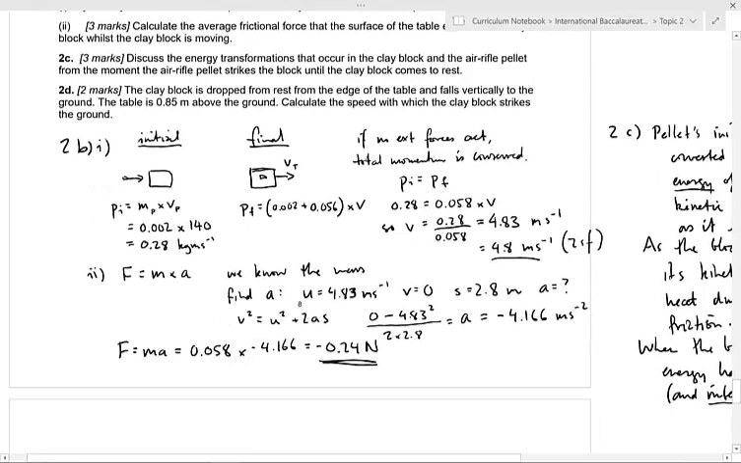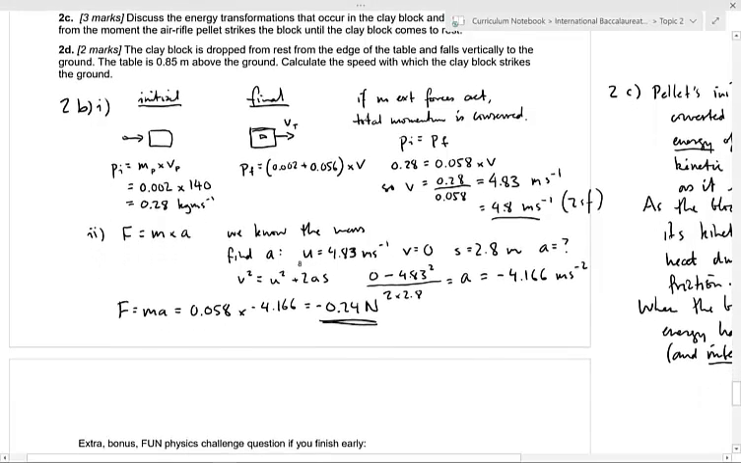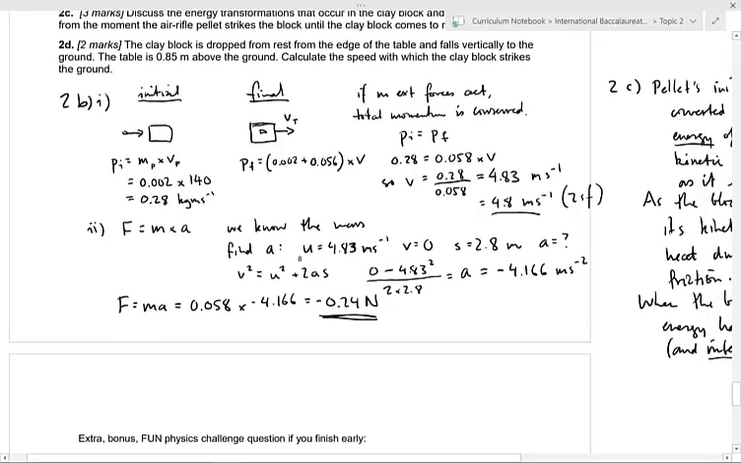The clay block is dropped from rest from the edge of the table and falls vertically to the ground. The table is 0.58 meters above the ground. Calculate the speed with which the clay block strikes the ground. Okay, so we can do this either with energy conservation, or we can do it with the kinematic equations. Because we know the acceleration is going to be 9.81, the distance s we know, and we know that the vertical speed initially is 0, so we can find the final speed that way. I'm going to use the energy conservation method here, and maybe I'll show you the other one as well.